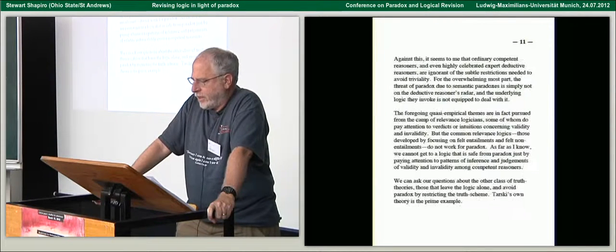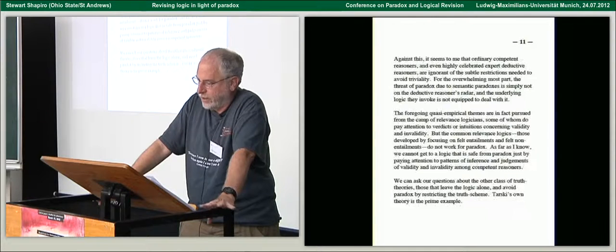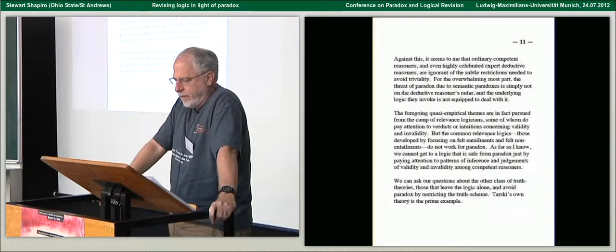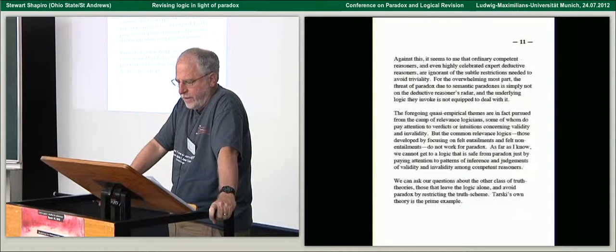Some of whom do pay attention to verdicts or intuitions concerning validity and invalidity. But the common relevance logics, that is, those developed by focusing on felt entailments and felt non-entailments, don't work for paradox. At least I don't think they do, or at least as far as I know they don't. We don't get to a logic that's safe from paradox just by paying attention to patterns of inference and judgments of validity and invalidity among competent reasoners.